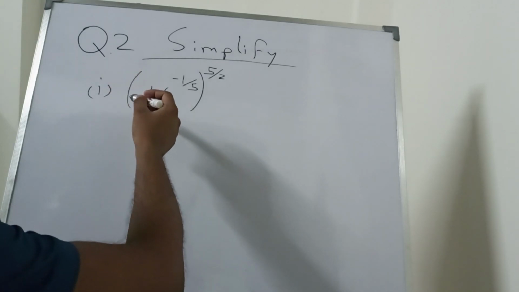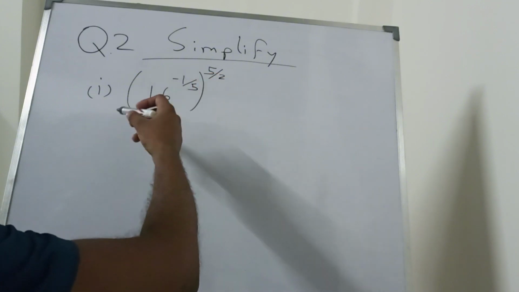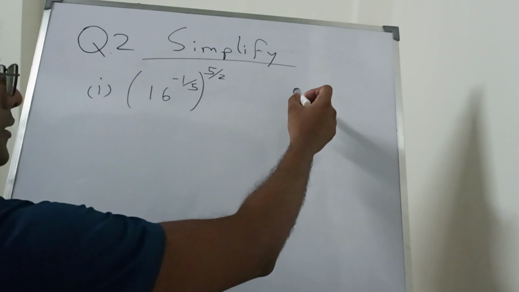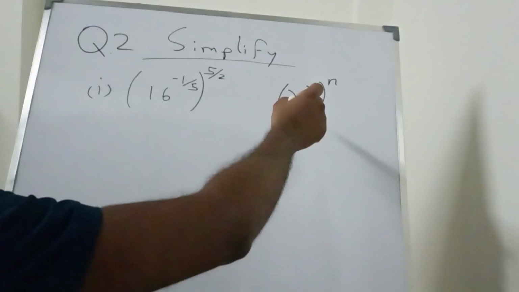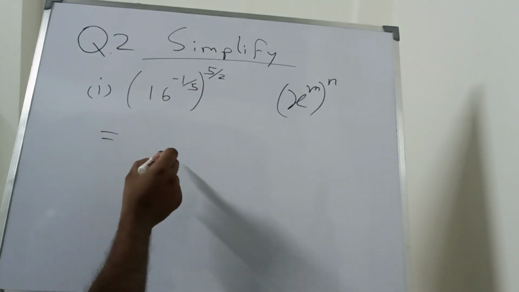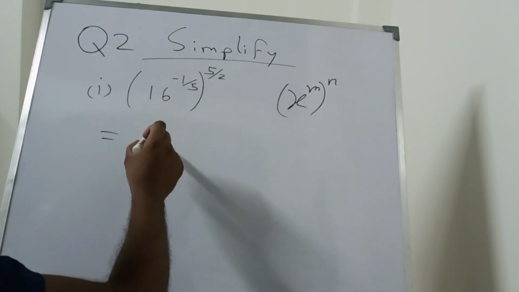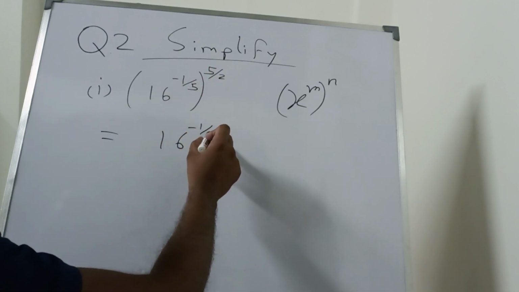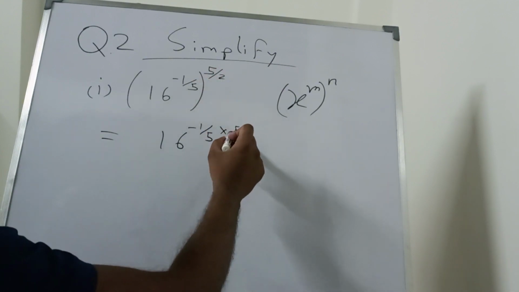Question number 1: 16 to the power minus 1 by 5, whole raised to the power 5 by 2. What I use here is x to the power m, whole to the power n. I have discussed this in one of my previous videos, so you can watch that. I will multiply m and n, so the power minus 1 by 5 gets multiplied by 5 by 2.